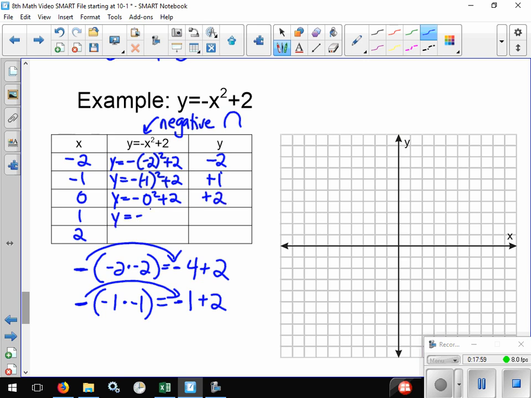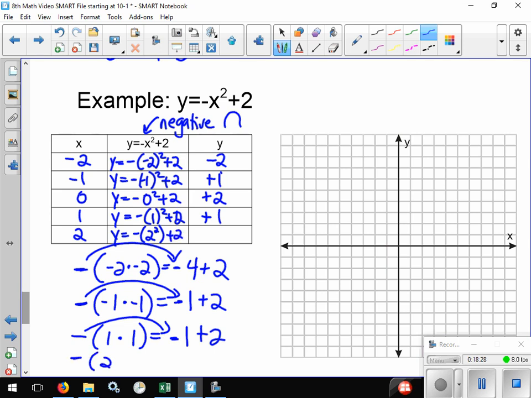And y equals negative 1 squared plus 2. Okay, so it's negative 1 times 1, which is 1. And you bring over the negative, so it's negative 1 plus 2 gives us positive 1. And then, last but not least, y equals negative 2 squared plus 2. So negative 2 times 2 is 4. Bring over that negative. So then you add 2. Negative 4 plus 2 is negative 2.